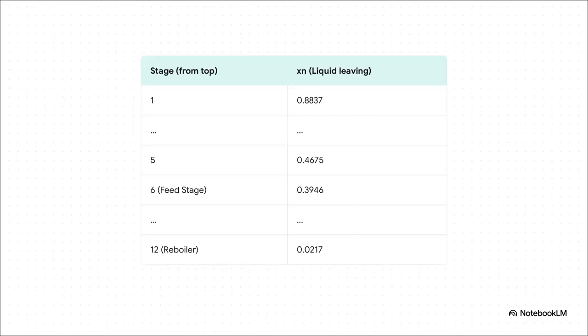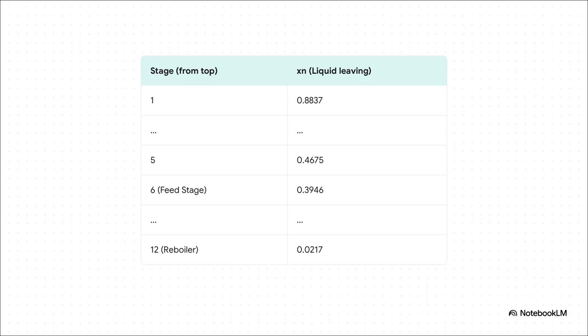But wait, there's more. The diagram doesn't just tell us how many stages we need, it tells us where to put the feed. Remember when we switched operating lines? That happened on the 6th step. That's our optimal feed stage. And why? Because that's the stage where the liquid composition inside the column is the closest match to our feed composition. If you put the feed in there, you get the least amount of thermodynamic disruption and the most efficient column. It's just elegant.